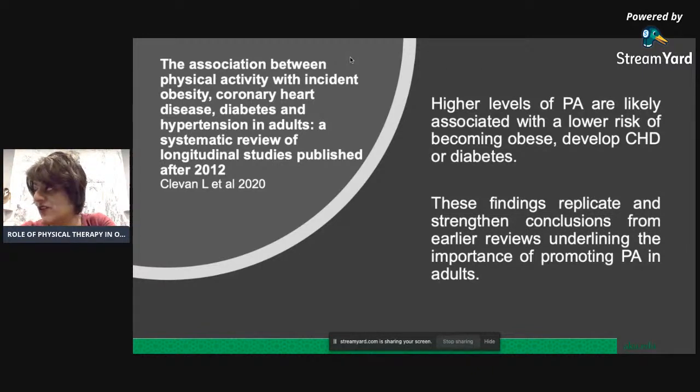And the key point I want to make here is that there are hundreds of studies that have told us over the past 30, 40 years that physical activity is positive for obesity, and it decreases the risk for many other NCDs, or non-communicable diseases, like diabetes, high blood pressure, and coronary heart disease. So this particular systematic review is in agreement and replicates and strengthens the conclusions from earlier reviews. So again, there appears to be a relationship between physical activity and obesity, and higher levels of physical activity are associated with a lower risk of people becoming obese. This study only pertains to adults, okay?